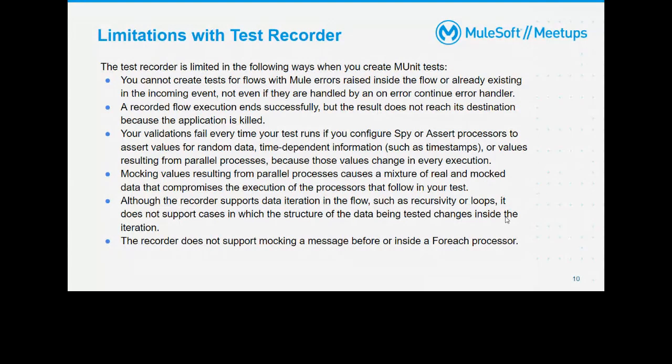Even if you are testing a success scenario, if the application does not complete when you are running the test recorder, if the full execution is not completed, if it is killed in between, or due to some reason it does not give you the correct output, then the MUnit will not be created. These are some of the limitations which restrict the use of the test recorder.